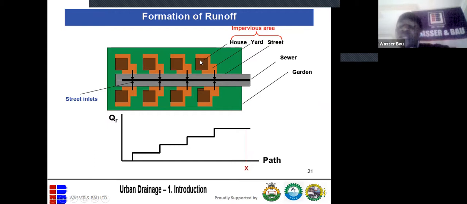So you can see house connections. These houses are connected, so they discharge their waste into the main sewer line. From there, the main sewer line goes to the wastewater treatment plant for the foul sewer, for the sewage, while for the stormwater, it goes to the open body.